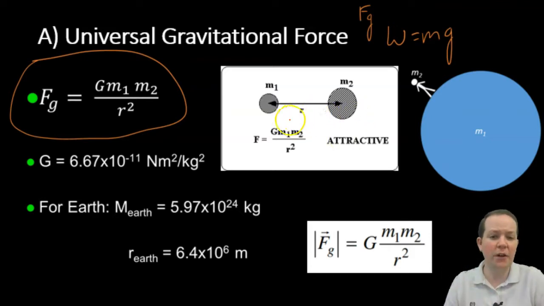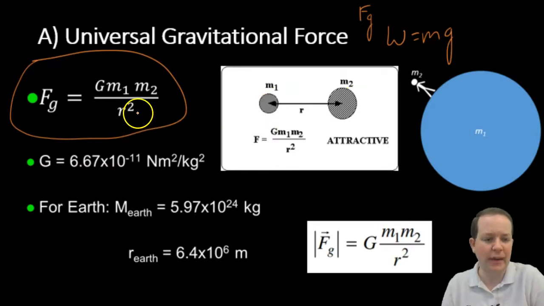Okay? Now, first I want to say, technically this radius is measured from the center of two objects. Like the universal gravitational force between the Earth and the Sun should be measured from the center of the Sun to the center of the Earth. That's the radius you should be plugging in here.